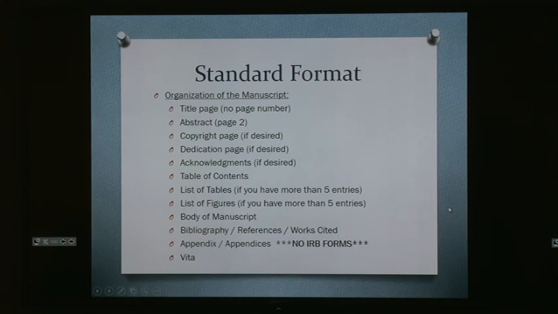Are the tables supposed to have titles? They do, yes. Your tables need to have a table title, and it'll go above the table. They need to be numbered also, so table 1, 2, 3, 4, but table 1, and then a title for that at the top.